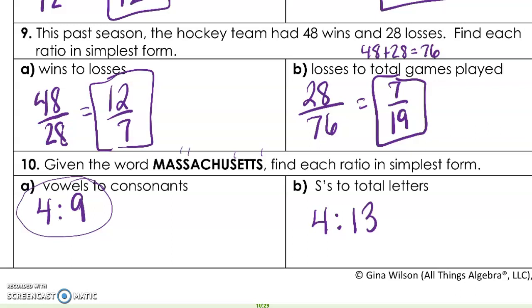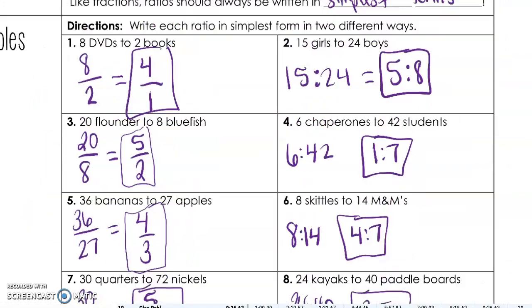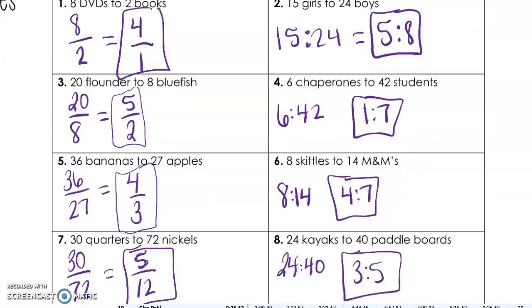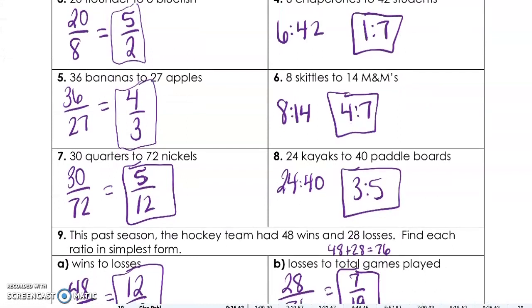So ratios, just make sure you put them in the order that they are given to you and always simplify. Remember, if it simplifies to a whole number, you still need to put it over 1, just like we did in number 1 up here. If it gives you a mixed number, you need to change it back to an improper fraction.